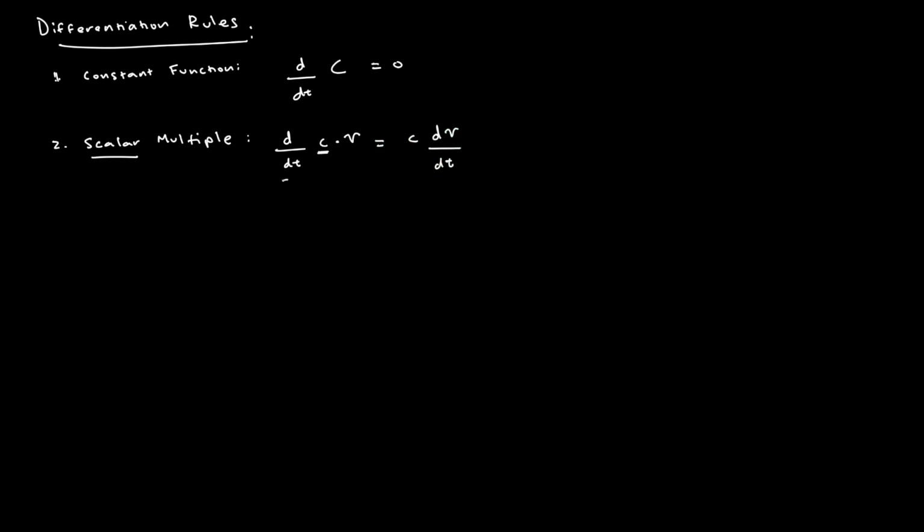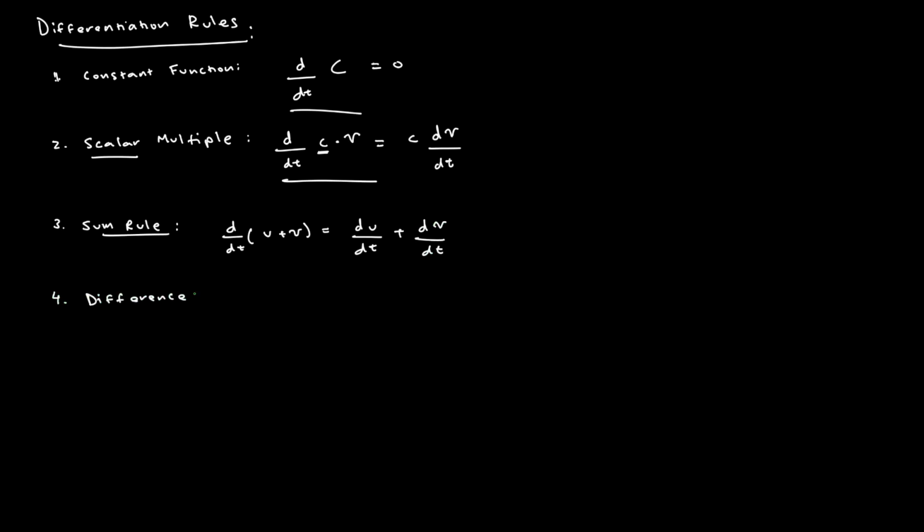And so it's very analogous to the single variable formats, and you'll notice this in all the rules. So the sum rule, and you can kind of guess that this is the derivative of two vectors being added, and that's just equal to us taking the derivative of each individual vector and summing them together. And difference rule is analogous, so d over dt of u minus v is simply equal to du over dt minus dv over dt.